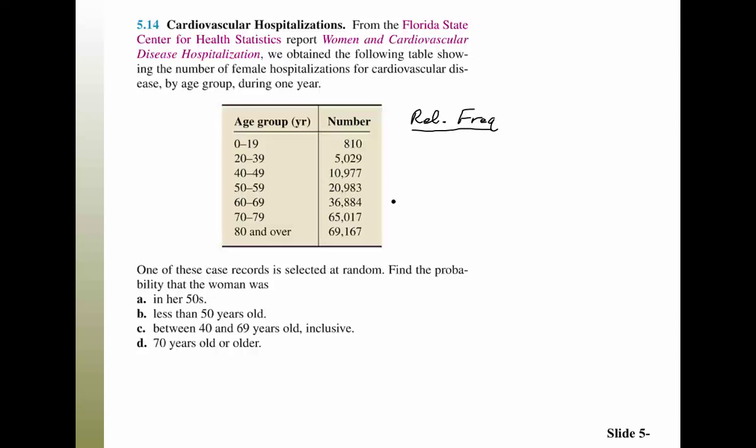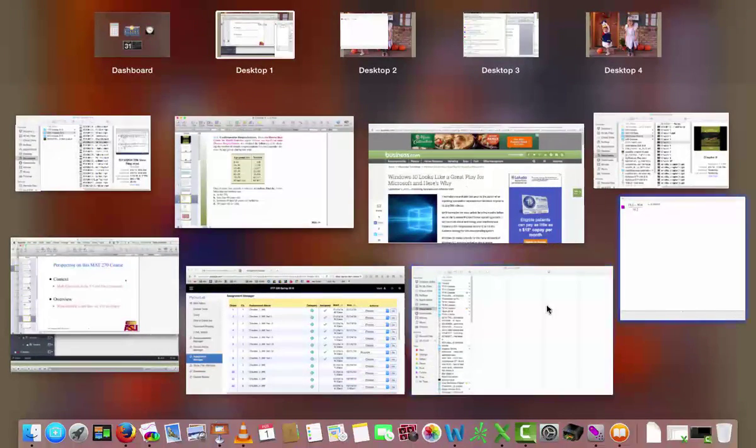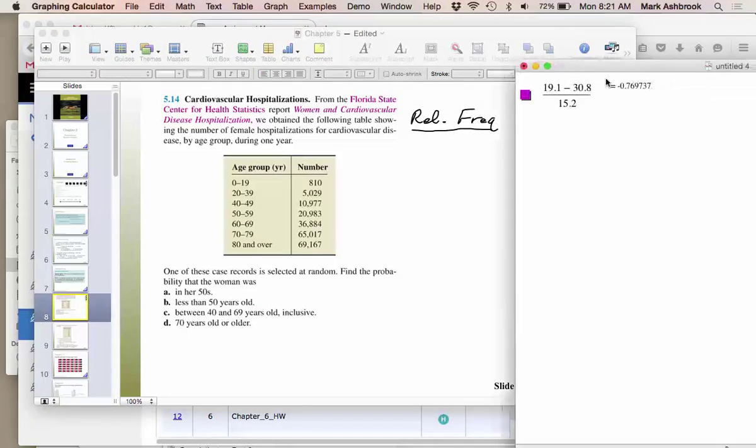So let's just do one here. I guess I don't have the total. Can we do it fast? Let's do it fast. Here we go. Someone check my work. 810 plus 5029 plus 10977 plus 20983.